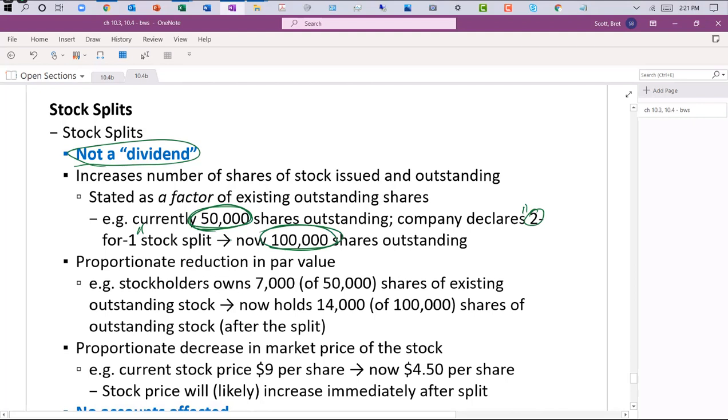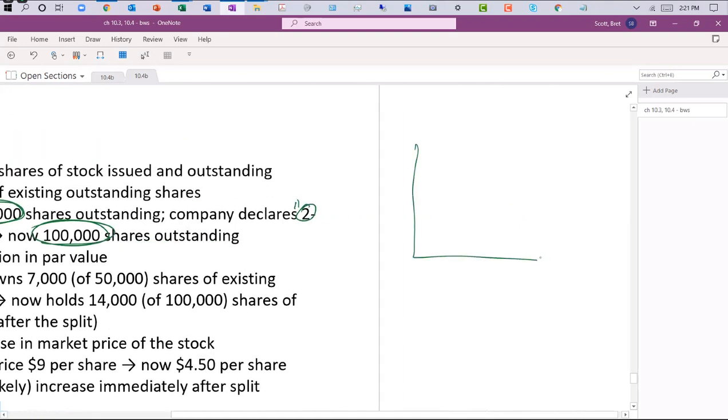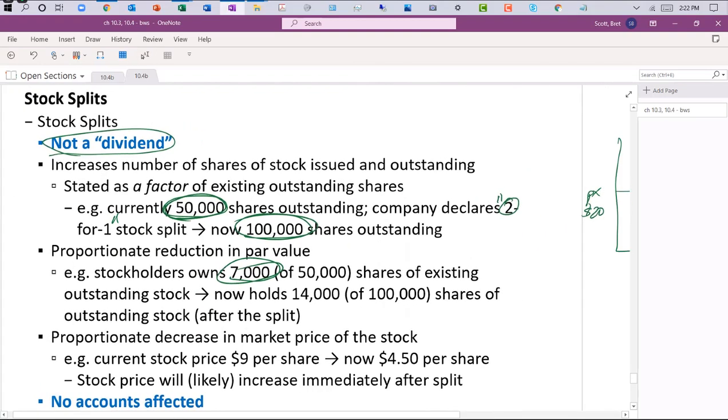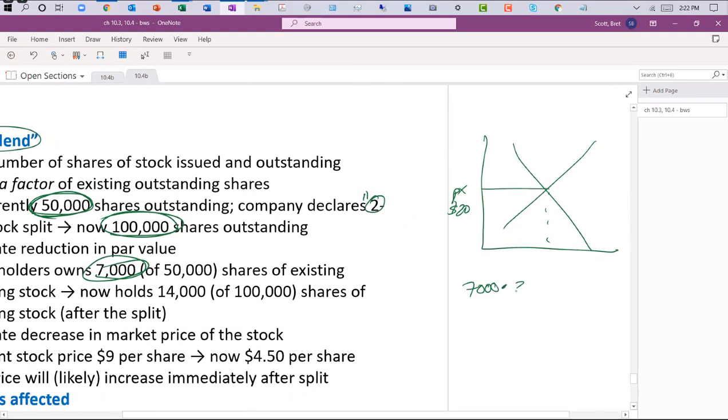Wow. How does that reward investors? Well, here's what it looks like before and after. We have 50,000 shares. Let's just say the stock price is $20 per share. And that is attached with a $50,000 quantity. Well, what happens when you double the amount of shares? So if I owned, let's say down below here, 7,000 shares and the current stock price is $20 per share, the value of that stock prior to the stock split is $140,000.